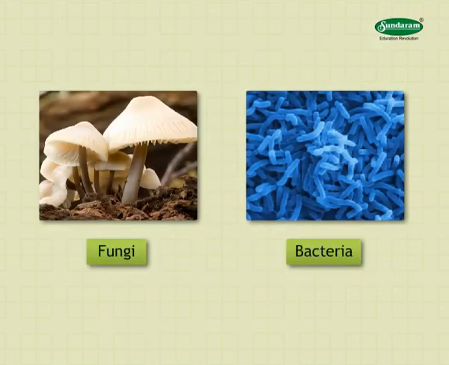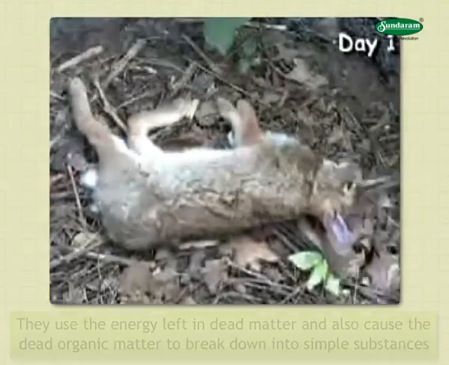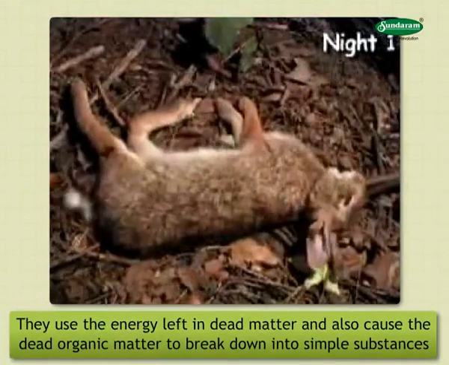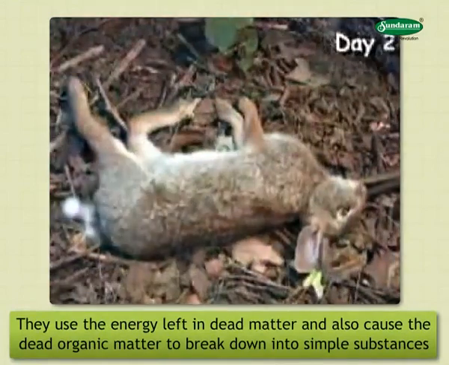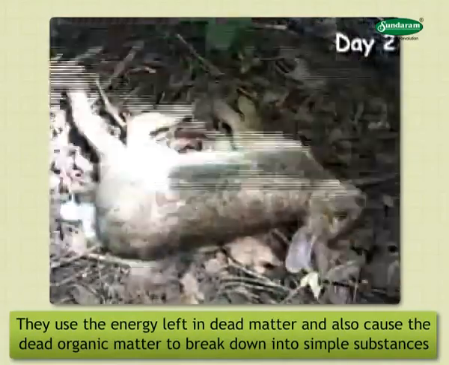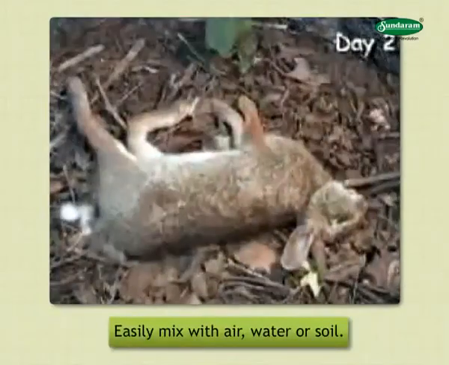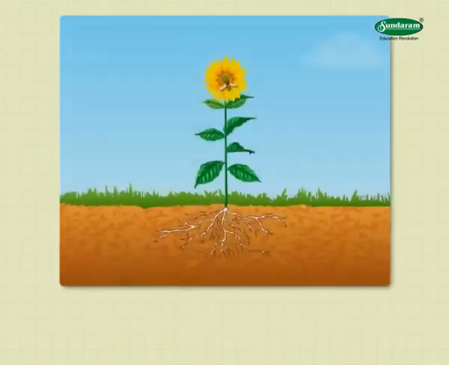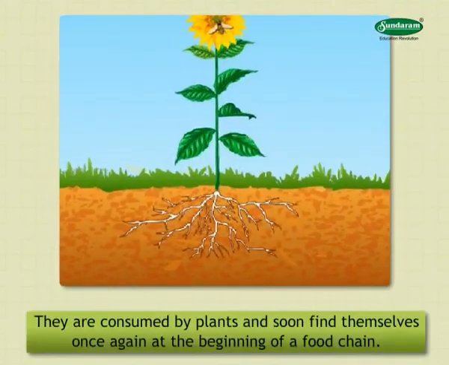Most decomposers are fungi or bacteria. In the process of feeding, they use the energy left in dead matter and also cause the dead organic matter to break down into simple substances that easily mix with air, water, or soil. From here, they are consumed by plants and soon find themselves once again at the beginning of a food chain.